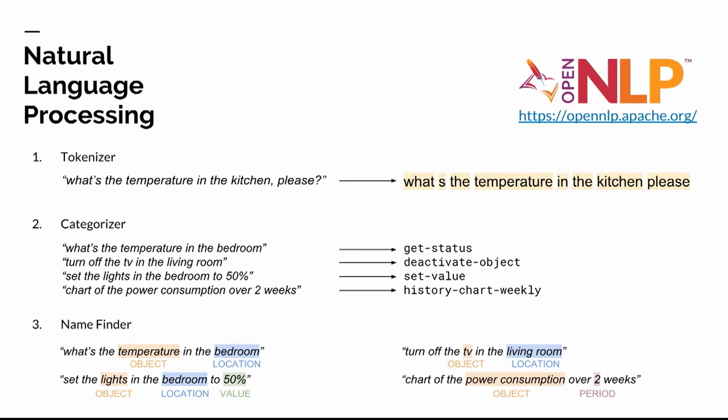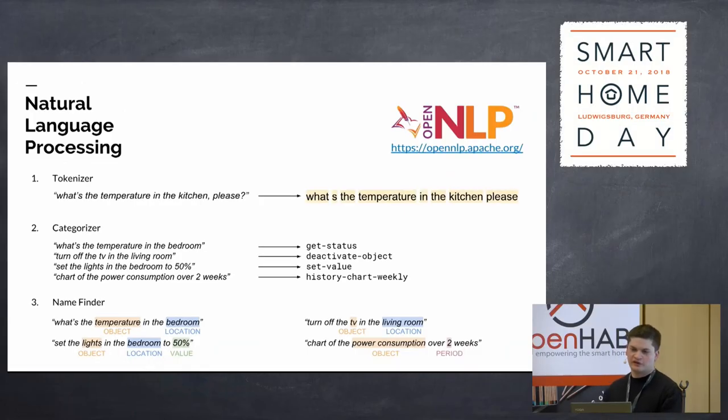First, the tokenizer. If you have a sentence, you need to split it up into tokens for further processing. It's not as easy as you might think, because there are subtle differences between languages and so on. If you have an apostrophe, maybe it's part of the word, maybe it's not. So the tokenizer will take care of that.